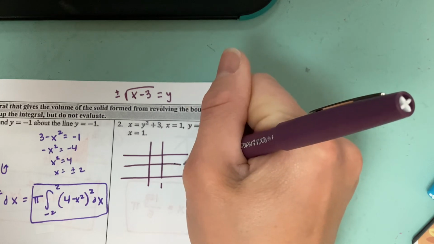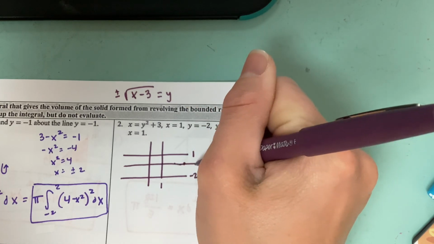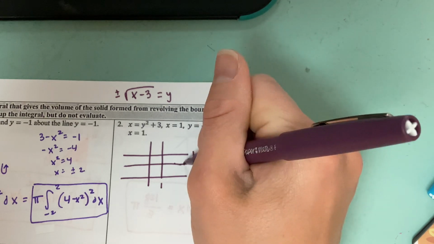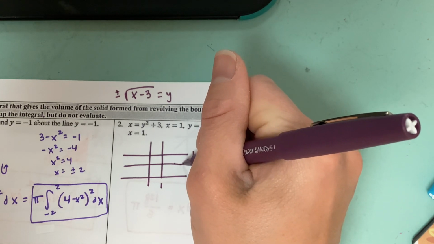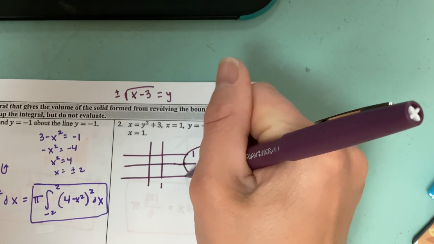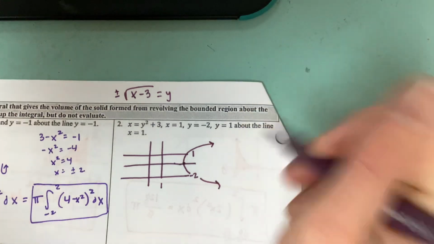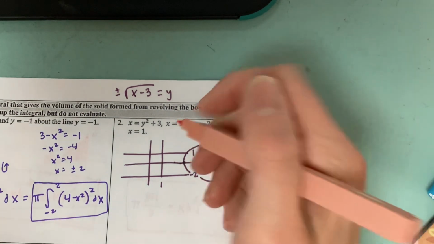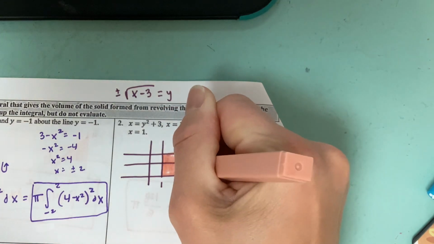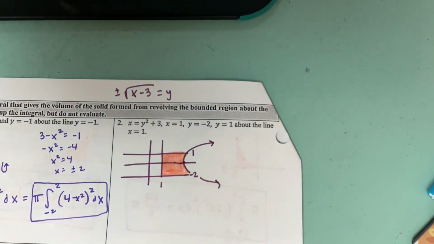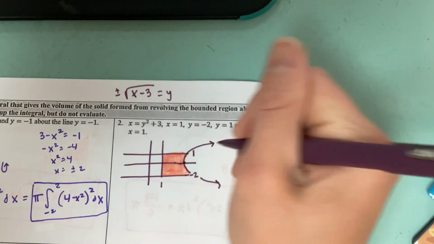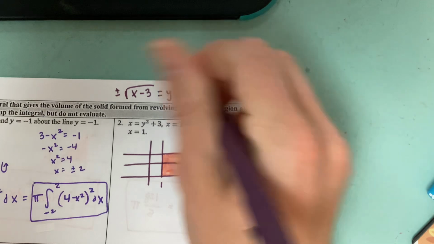So this is really moving to the right 3. So 1, 2, 3. And it is the square root function. So it's going to go something like this. This is kind of a weird one. All right, so the area that's bounded by all of these things is right here. And we are going around the line x equals 1.